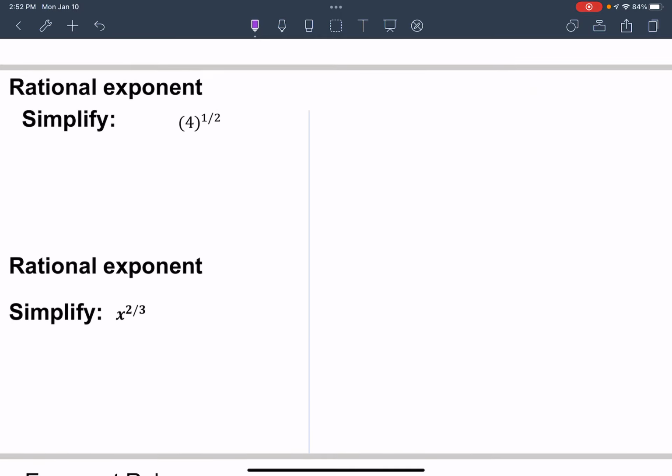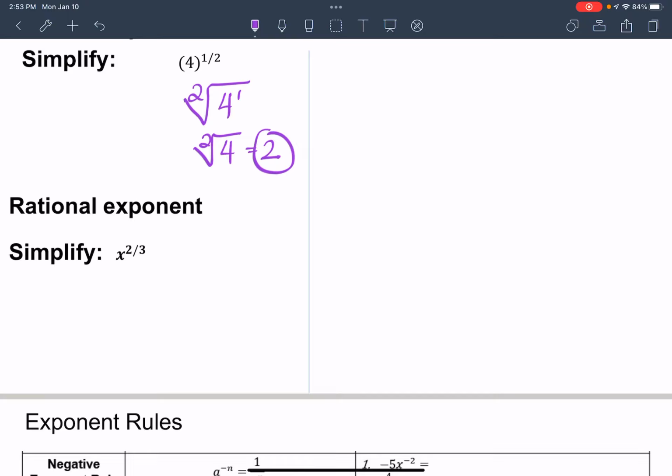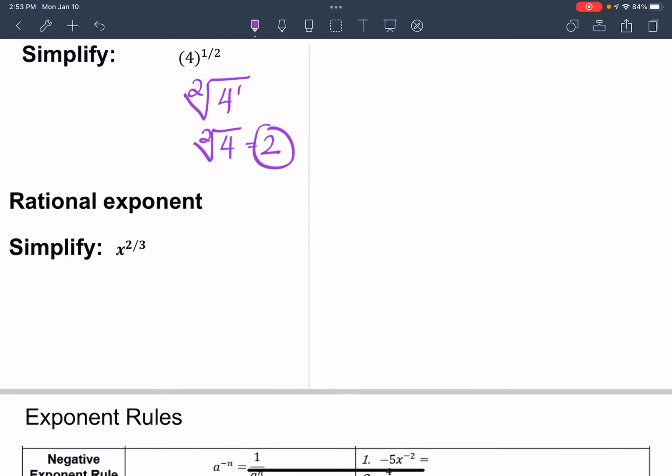Let's rewrite this question. It says 4 to the 1/2 power. When we rewrite it using the rational exponent rule, the 2 becomes the root and the 1 becomes the power. So it's the second root of 4 to the 1, which is the same thing as the square root of 4, which equals 2. If we were going to rewrite x to the 2/3, that means x is squared and we're taking the cubed root of that.